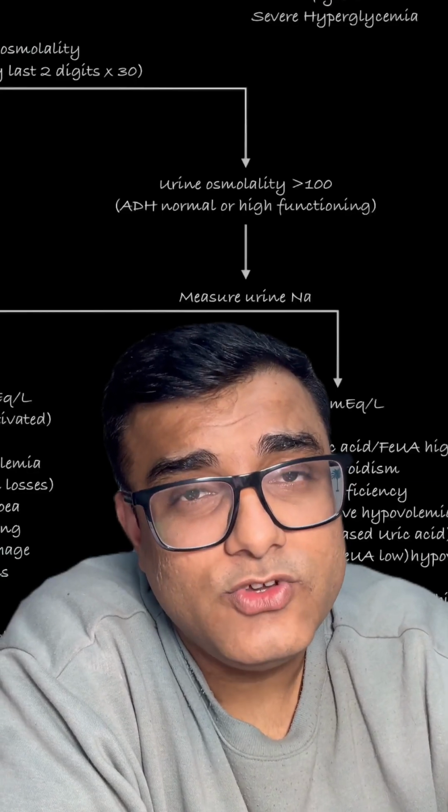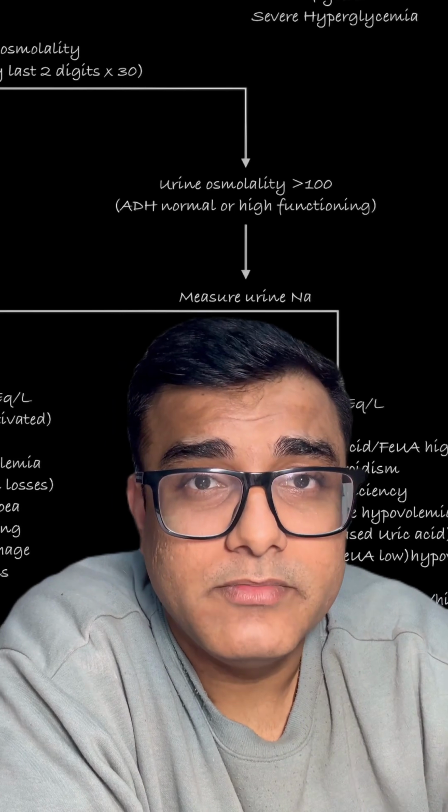So the next thing we need to do is to measure urinary sodium. Urinary sodium tells us about the renin-angiotensin-aldosterone system activity, specifically aldosterone activity. If urinary sodium is low, less than 30, that means RAS is active. Aldosterone is working and it's causing reabsorption of sodium, so excessive sodium is not getting excreted in the urine.